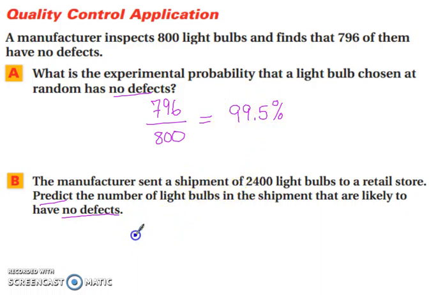So the decimal equivalent of 99.5% is 995 thousandths. We're going to multiply that by 2,400. And when we do, we end up with 2,388. So, the manufacturer predicts that 2,388 light bulbs are going to have no defects. And that ends our lesson on experimental probability.